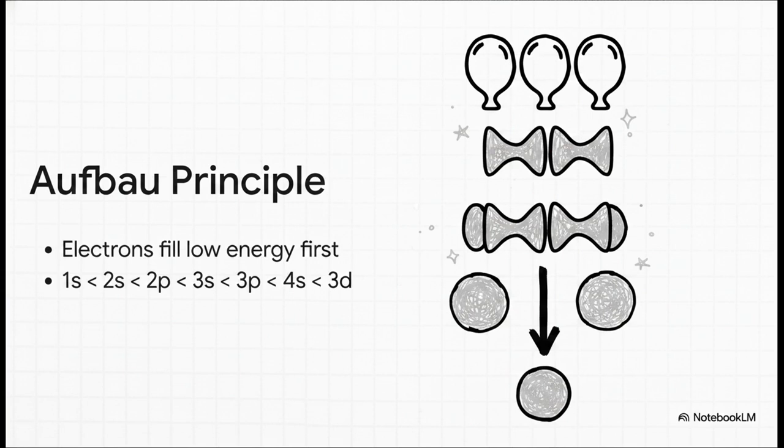So electrons will completely pack out that small spherical 1s shell closest to the nucleus first, then they move to the 2s, then the 2p, and so on. Interestingly, though, because of how these energy levels overlap, they'll actually fill the simple spherical 4s shell before they go back to fill the complex lobed 3d shell. It's a really strict mathematical hierarchy, and it governs every single element in existence.